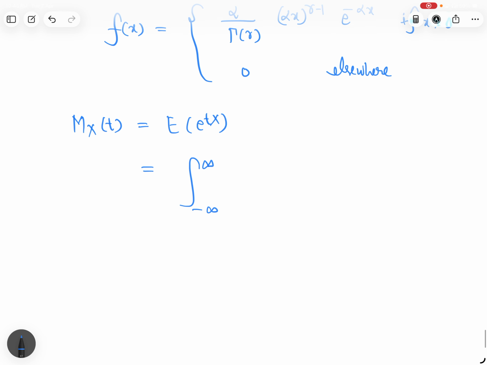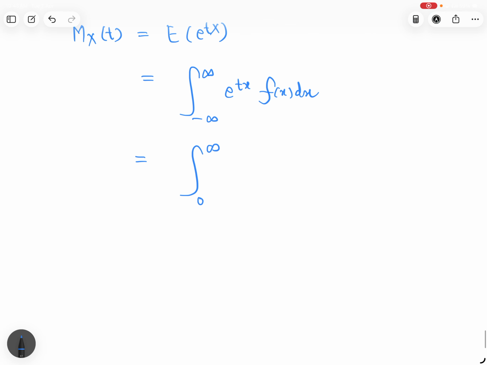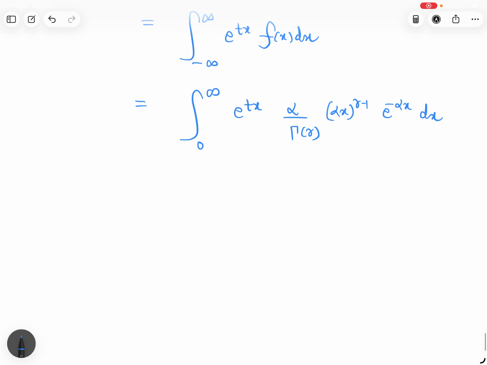So take this outside. But ds is alpha minus t already. We have forgotten this alpha minus t. So what will we get after taking it outside? We will get alpha minus t to the power r, gamma r, times the integral from 0 to infinity of s to the power r minus 1 e to the power minus s ds.